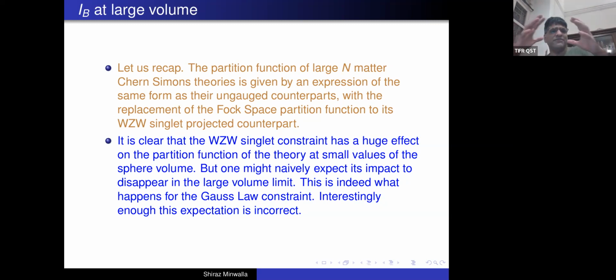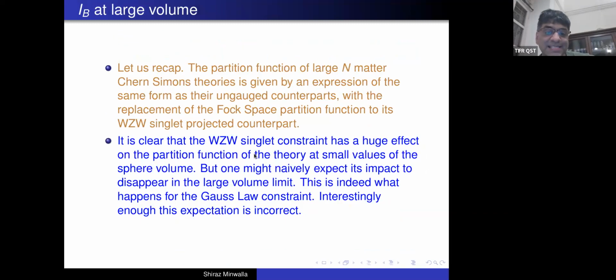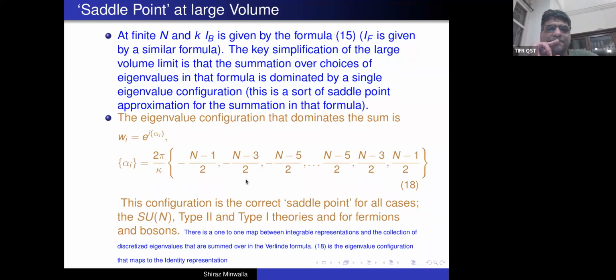what about when you've got very high energies, or you've got a very large sphere? These are sort of equivalent things. You've got a very large sphere at some fixed temperature, or very high temperatures. In that situation, the Gauss Law singlet condition sort of trivializes. That's because the Gauss Law singlet condition is n squared singlet conditions on a Hilbert space whose exponential dimension is much larger than n squared. So n squared conditions don't make much of a difference to that partition function. Turns out that the same analysis is not true for the Wess-Witten singlet condition.